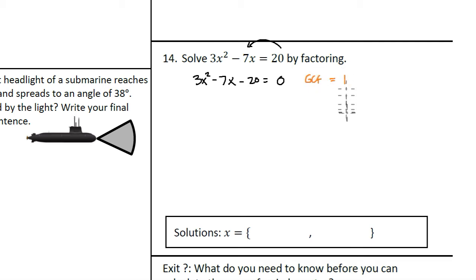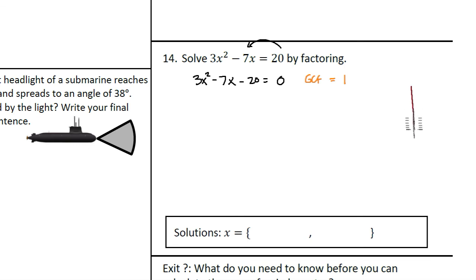The reason I write that is because if my A value, my number 3, was negative, I would have to factor out negative 1. Even if my GCF is just 1, I would still factor it out because I have to factor out a negative. If my GCF is equal to 1, then in this case there's nothing I have to do. If I factor out a positive 1, I'm still going to end up with A is 3, B is negative 7, and C is negative 20. So now I have to go through my factoring.